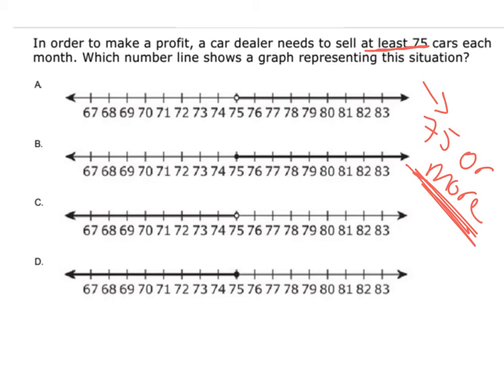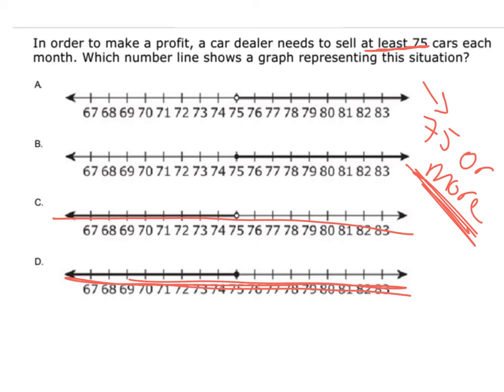So that means automatically we can rule out the graphs that show possibilities below 75, because we're not going to be happy if we sell less than 75 cars. So that means right away C cannot work, because C is showing all possibilities being below 75. And D is very much similar to the same thing, so that is also not going to be our answer choice. So we've narrowed it down to A and B, which both show answer possibilities above 75.